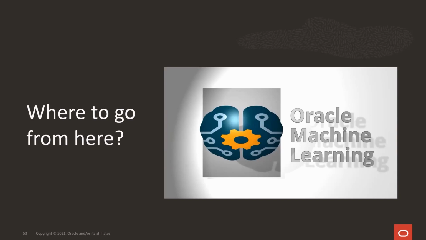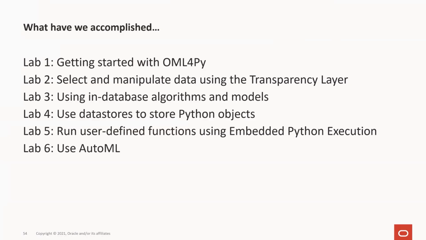So where do we go from here? We covered a lot of territory in this set of labs. You've explored how to prepare data using the transparency layer, build models, and make predictions using in-database algorithms. You've seen how you can store Python objects and manage them using the OML for Py data store. We saw how you can run user-defined functions using embedded Python execution in a variety of ways, including returning images and structured content. And working with automated machine learning to streamline the process of selecting algorithms, selecting features for model building, and tuning algorithm hyperparameters to get the quote-unquote best model.